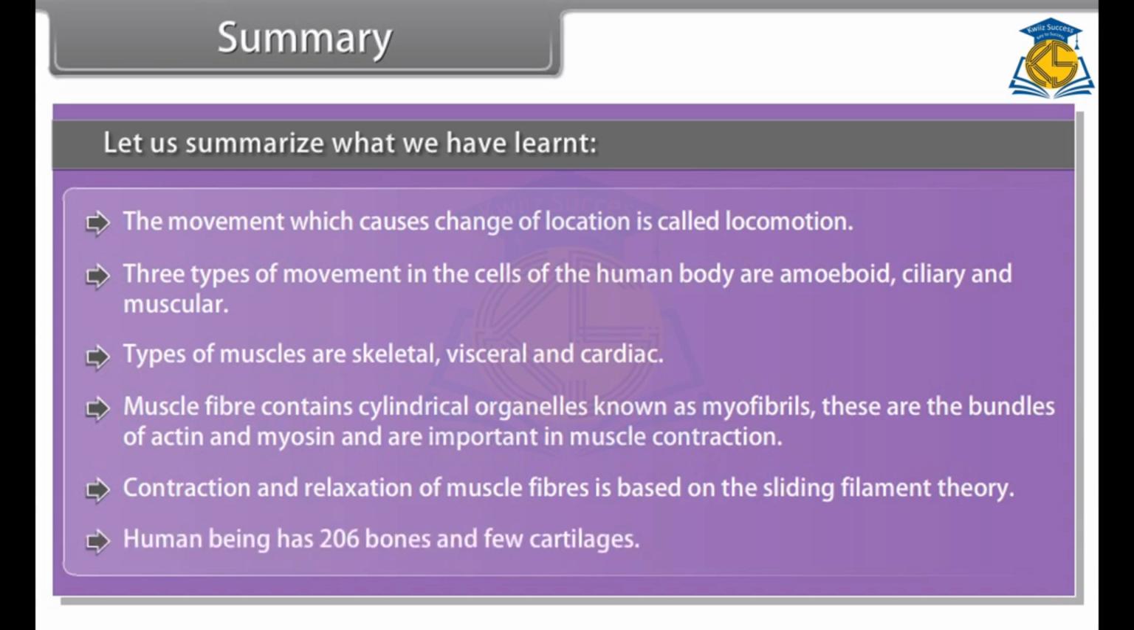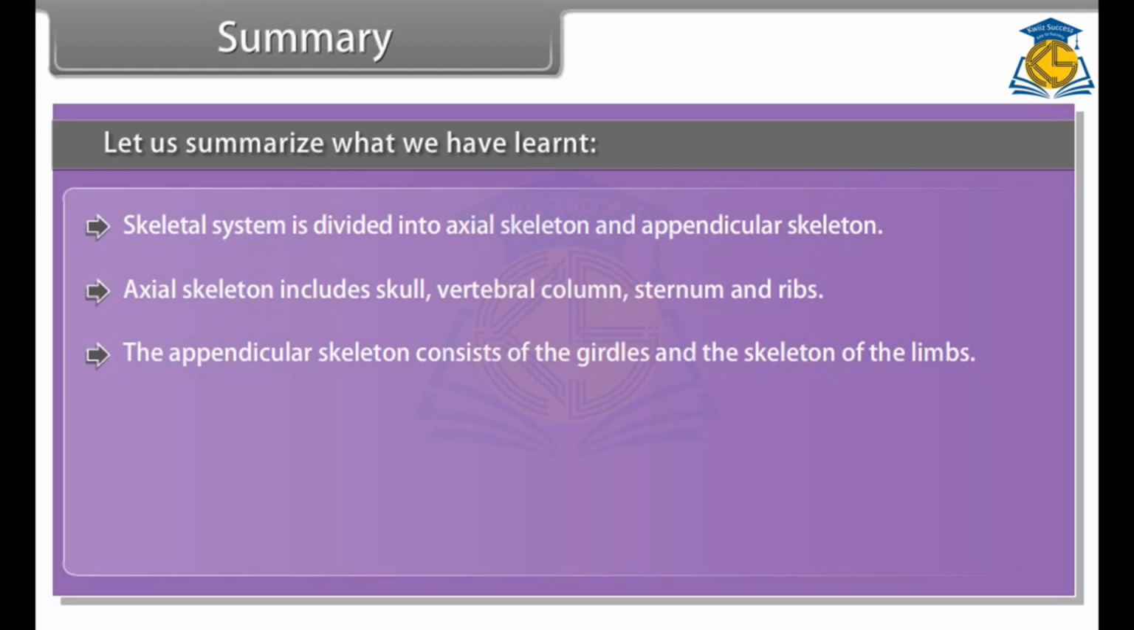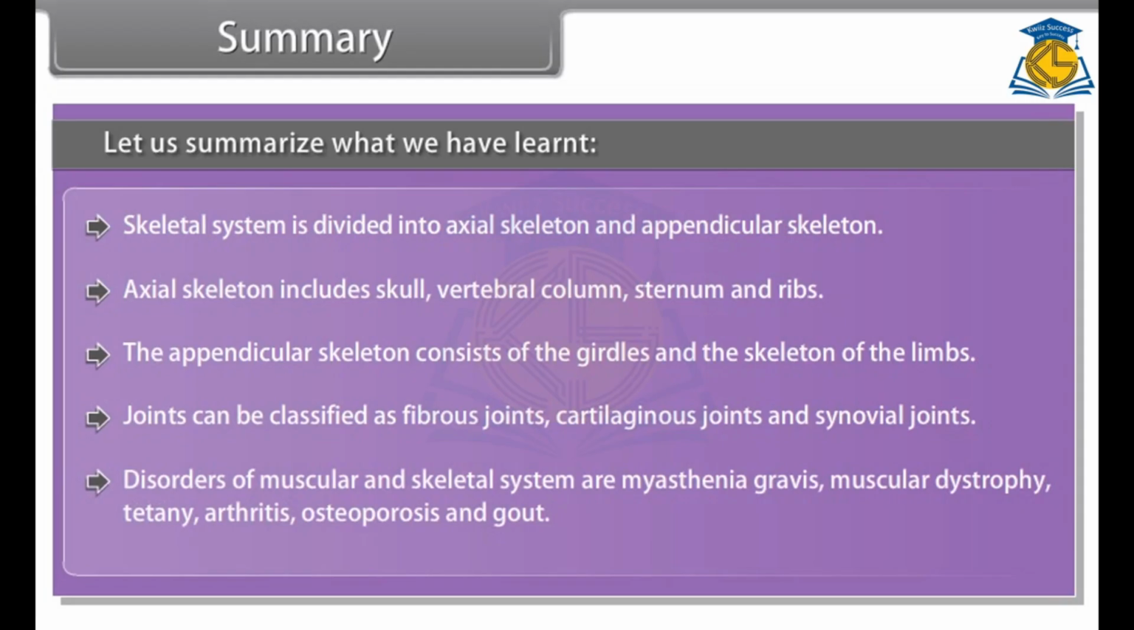Human beings have 206 bones and a few cartilages. The skeletal system is divided into axial skeleton and appendicular skeleton. The axial skeleton includes skull, vertebral column, sternum and ribs. The appendicular skeleton consists of the girdles and the skeleton of the limbs. Joints can be classified as fibrous joints, cartilaginous joints and synovial joints. Disorders of the muscular and skeletal system are myasthenia gravis, muscular dystrophy, tetany, arthritis, osteoporosis and gout.